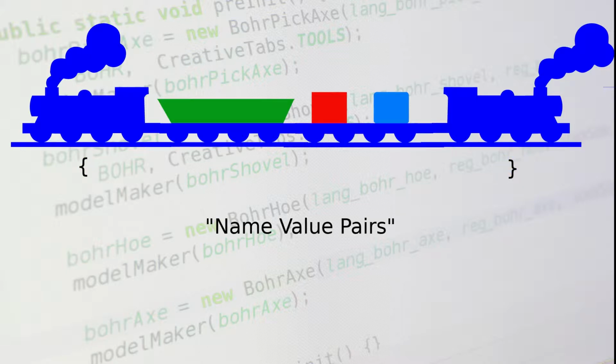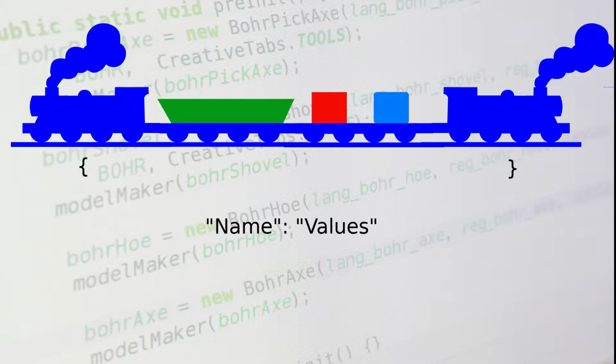JSON is a name-value-pair-oriented language, meaning for every name that it has, it also has a value associated with it. Can't have one without the other. That name-value pairing is called an object. An object is defined not only by the name and value, but also by these curly brackets at the beginning and at the end. That's how you know that you have a complete object, matching curly brackets.